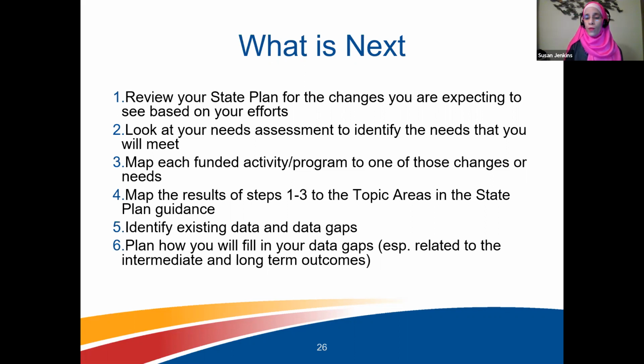So start where you are, start where you can be, focused on your priorities, and build this evaluation, this outcome, this evidence building capacity. And then the last step is plan how you will fill your data gaps, especially, as I mentioned, related to the intermediate and long-term outcomes, because that's typically the hardest to get for us. And so just build on it, start where you are and take steps in these directions. It doesn't have to be 100% perfect right away, but show progress and show a plan for getting to where you need to go to measure these outcomes.